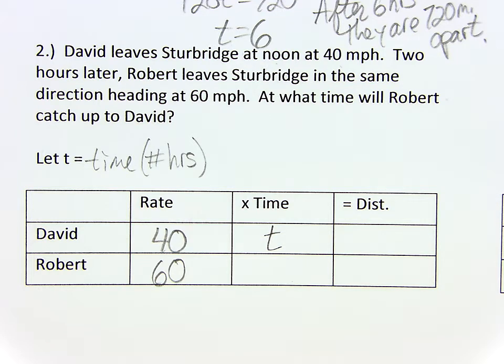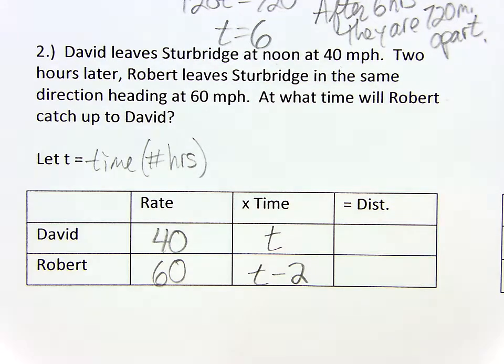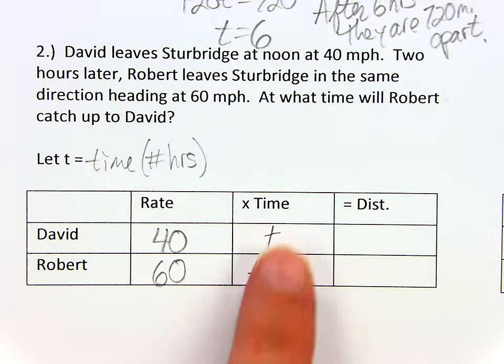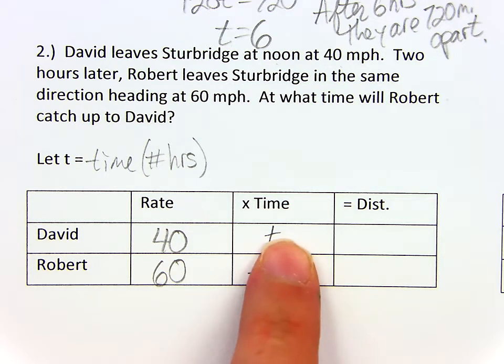This guy's hanging out having a soda, and then 2 hours later, now he kicks into gear and starts going. So whenever they meet up, I still don't know when that's going to be. But I know that this guy has been traveling for 2 hours less than this guy has. So I got to do T minus 2. You follow me? That's one of the biggest mistakes, is that kids put a plus 2 there. So every time you do that, I need you to stop and think, who's been traveling longer? David has in this case. So make sure that this number is smaller than that one.